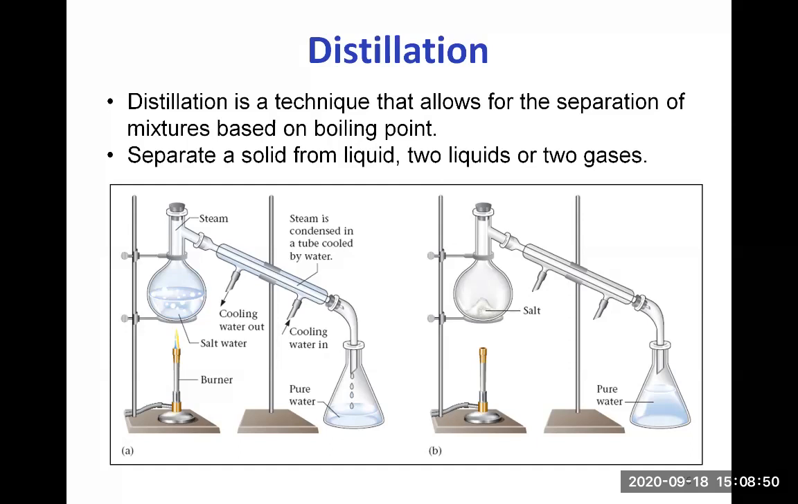For this, you will warm the salt water with a Bunsen burner. And we know that salt will not evaporate before water. We know that water will evaporate at 100 degrees Celsius. So when you reach the boiling point of water, water will evaporate into steam. And then the steam moves up because it's less dense. And then it's allowed to go through a condenser. That's this double wall tube that is cooled down.